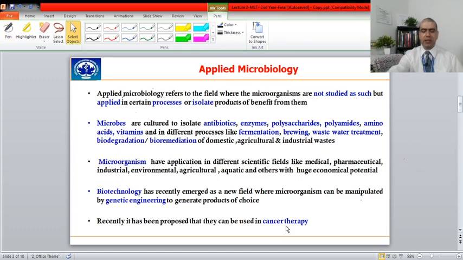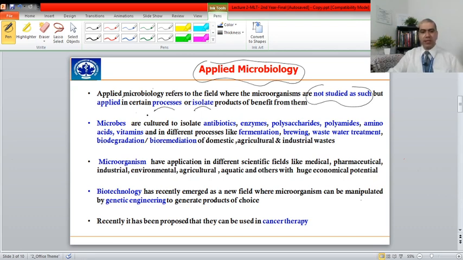Okay, so next let us see what this field is called. When we talk about applications, we talk about a field that's called applied microbiology. This is a field which contains many other fields under it. Applied microbiology refers to the field which is not involved in any study as such regarding the microorganisms, but it is the study of certain processes and many things that are isolated from the microorganisms that are beneficial to human beings.